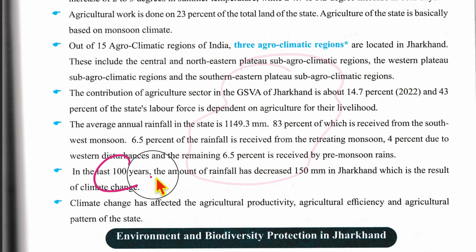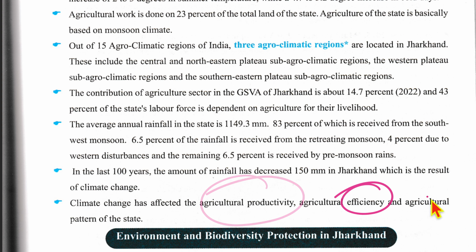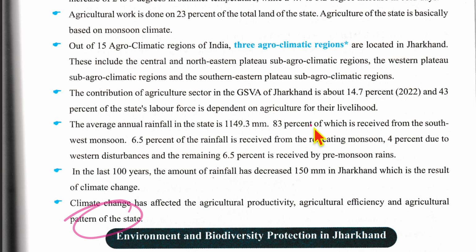In the last 100 years, the amount of rainfall has decreased by 15 centimeters in Jharkhand, which is a result of climate change. Now, climate change has affected the agricultural productivity, agricultural efficiency, and agricultural pattern of the state.